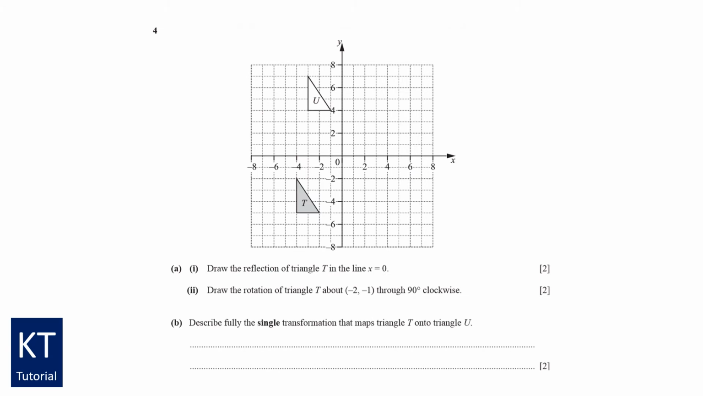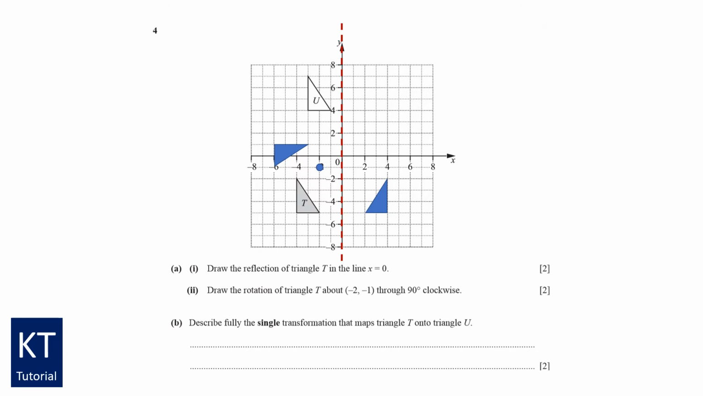Question 4a. Draw the reflection of triangle T in the line x equals 0. This is the added blue triangle on the diagram. Next, draw the rotation of triangle T about the coordinates (-2, -1) through 90 degrees clockwise. This is the added triangle on the left.